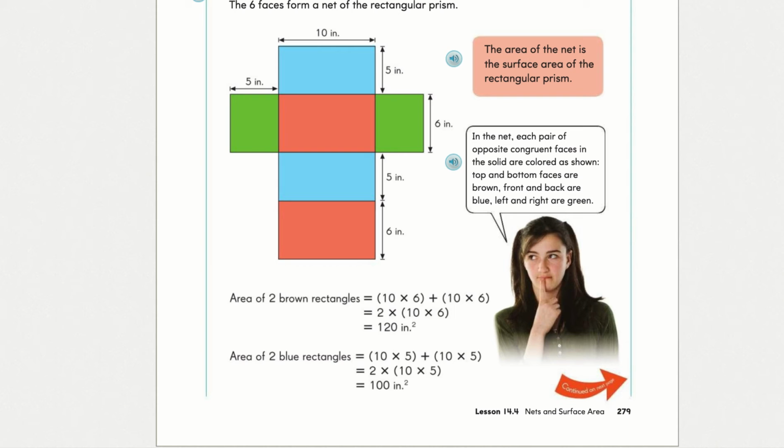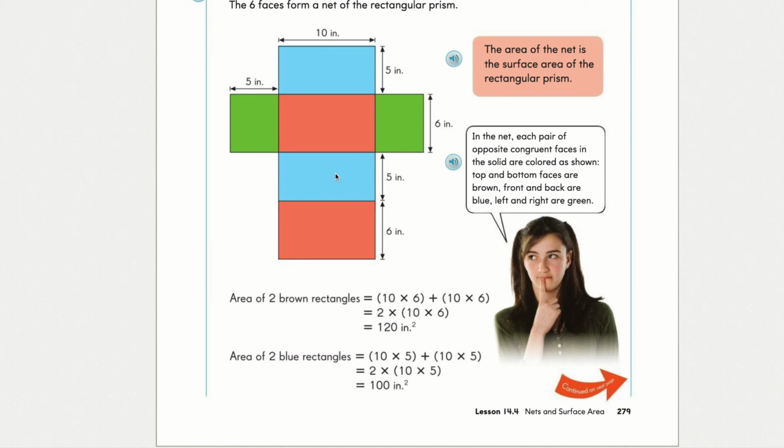So the area of the 2 brown rectangles, we know that they are 6 inches by 10 inches, and we know that there's 2 of them. So we'd have 10 times 6 plus 10 times 6, or 2 times 10 times 6. So we know that 10 times 6 is 60, 60 times 2 is 120. So the area of these 2 brown rectangles is 120 inches squared.